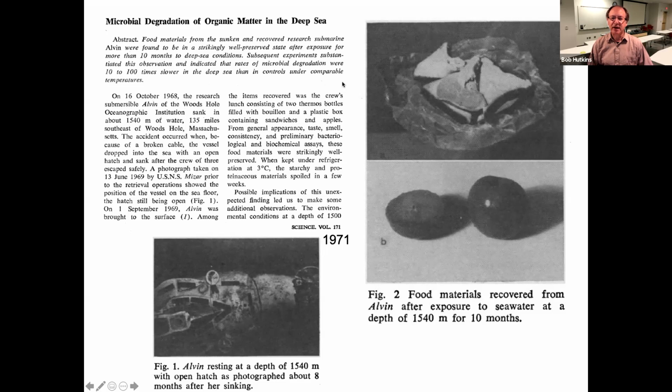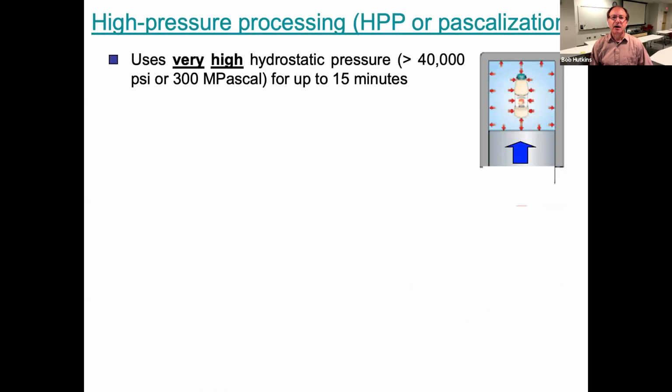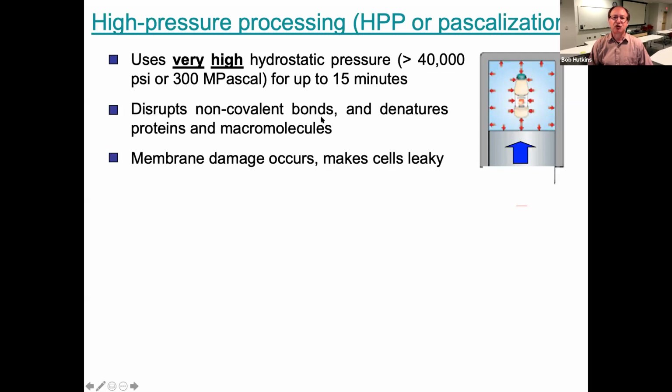And it's because under that high pressure, microbes couldn't grow and couldn't spoil that food. So that was a kind of cool discovery. And so now it's applied as HPP processing or Pascalization, okay? So very high hydrostatic pressures, 40,000 PSI, 300 megapascal, for a period of time. You can disrupt non-covalent bonds, denature proteins and macromolecules, and especially cause damage to membranes, bacterial membranes, while providing few adverse effects on foods.